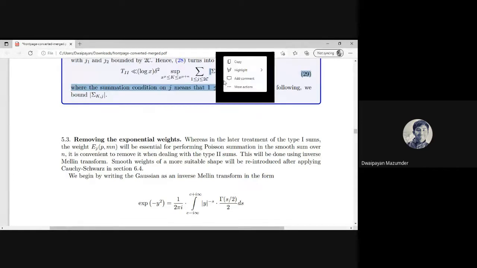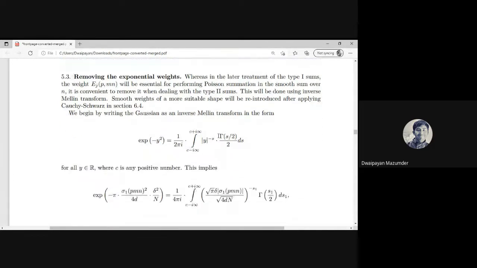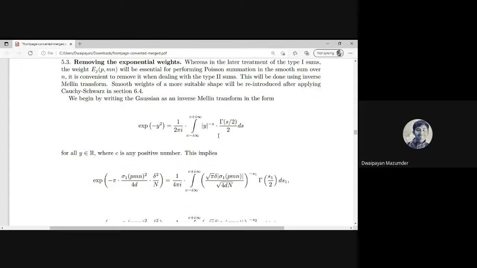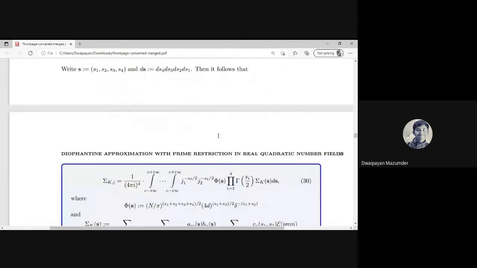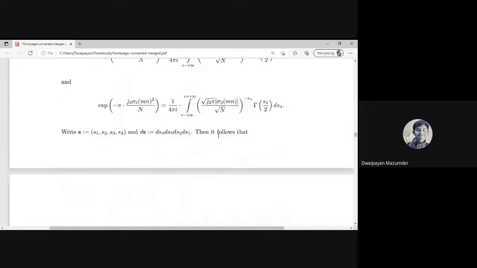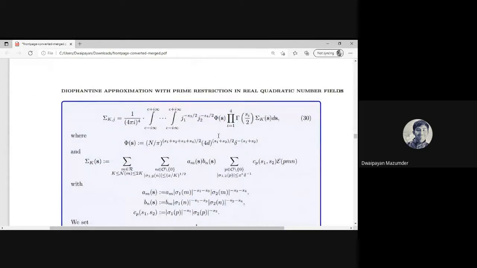Okay. So then in the case of type 2 sum, we will be removing the exponential weights, and for that we will use the inverse Fourier transformations, and the inverse Fourier transformation is nothing but this one for Gaussian. So we have a lot of Gaussians here. So in each case you will use these Gaussians, okay. And then what you will get is again a big fellow coming. If you put this all together, your sigma k's will be that.